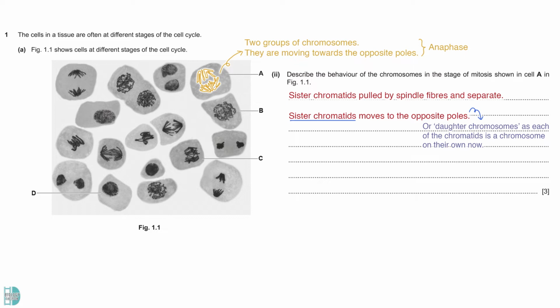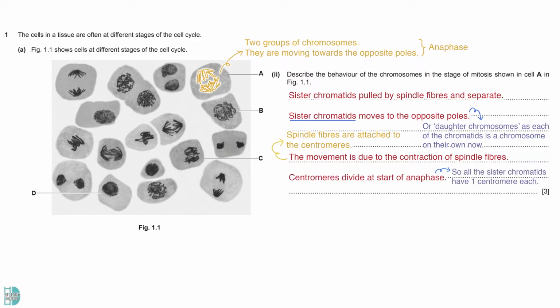You can also call them daughter chromosomes, as each of the chromatids is a chromosome on their own now. The movement is due to the contraction of spindle fibers that are attached to the centromeres of the chromosomes. Centromeres divide at the start of anaphase, so now the sister chromatids have 1 centromere each. The centromeres are leading the movement as it is the part that attaches to the spindle fiber.